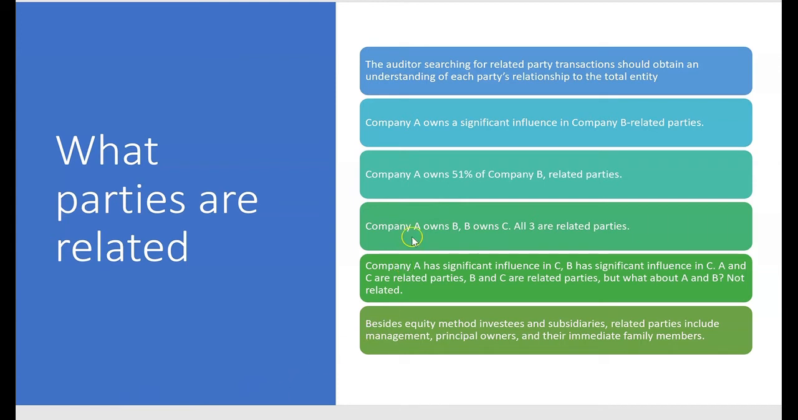What about this one? Company A owns B, B owns C. All three would be related parties then. Because since B owns C and B is wholly owned by A, then A, B, and C are all related parties. What about this one?